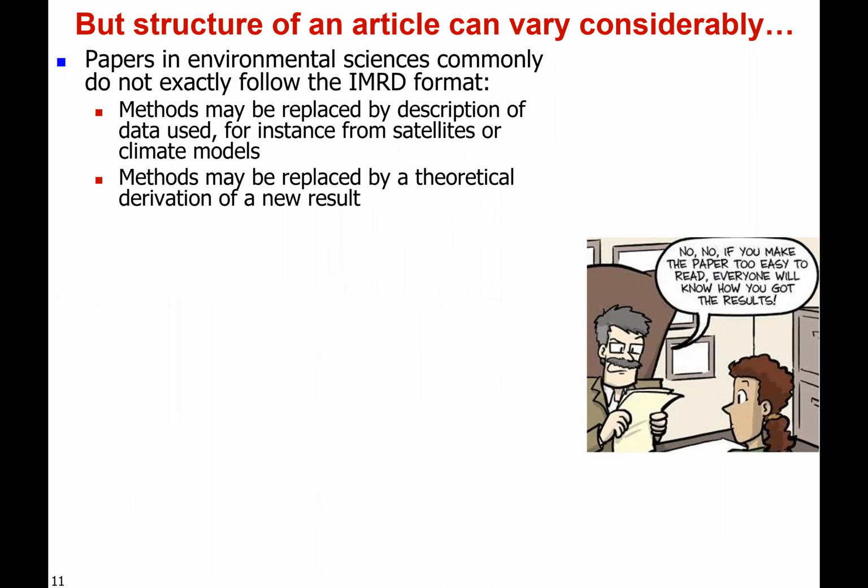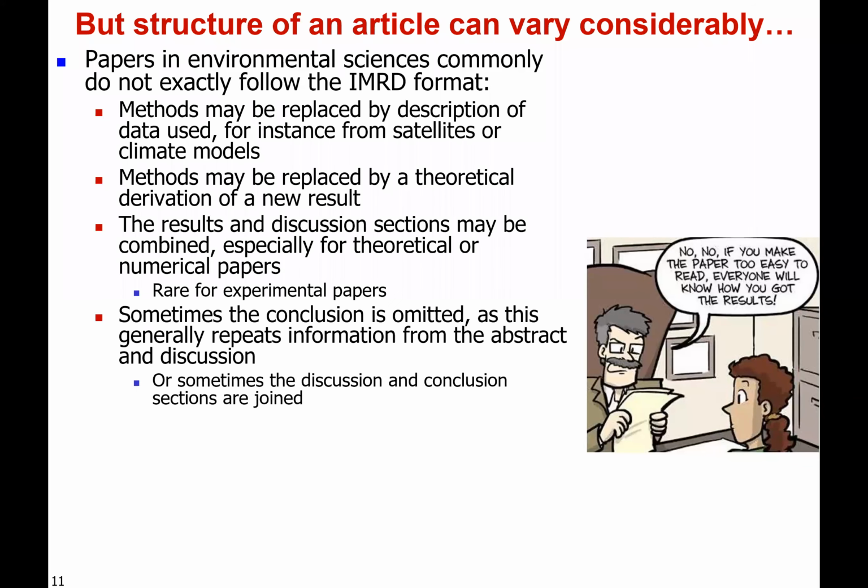So every primary scientific paper follows this structure to some degree, but there are variations. Especially in environmental sciences and earth sciences, the methods are often replaced by a description of data used or a model used, for instance, from satellites or climate models, or can be replaced by a theoretical derivation of a new result. Often papers in our field don't involve going to a lab, so it can be a theoretical derivation. Results and discussion are often combined, especially for theoretical or numerical papers.